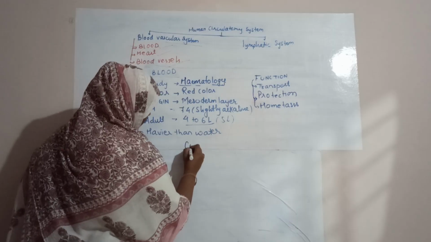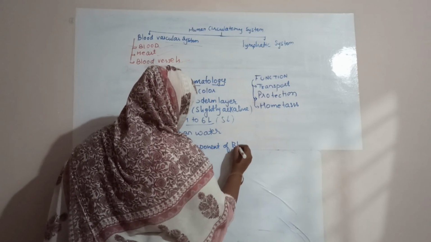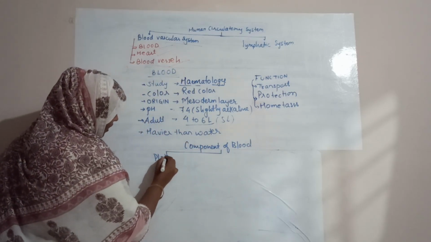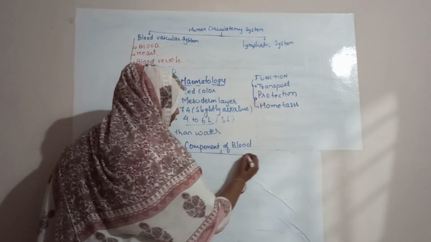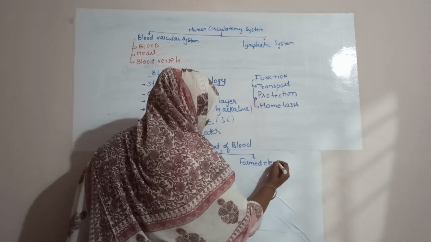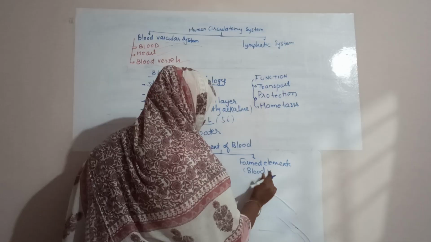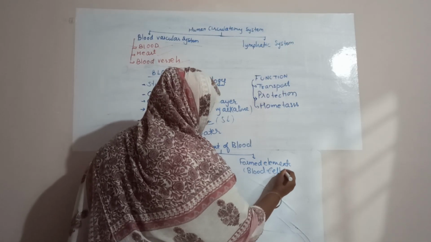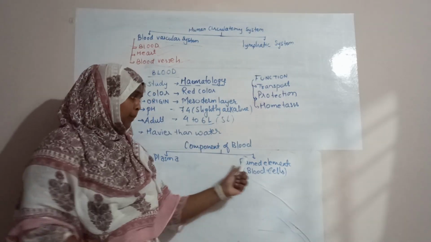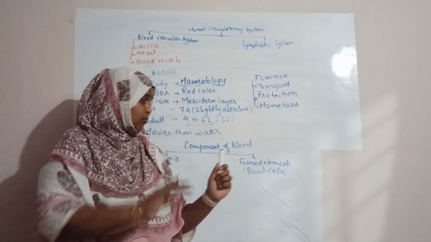Then our blood is made up of two main components. So next we study the components of blood. Blood is composed of two main things: one is known as the plasma and the second is known as the formed elements. Formed elements means blood cells. Our whole blood is made up of plasma and the formed elements. It means the blood cell part is known as the formed element.